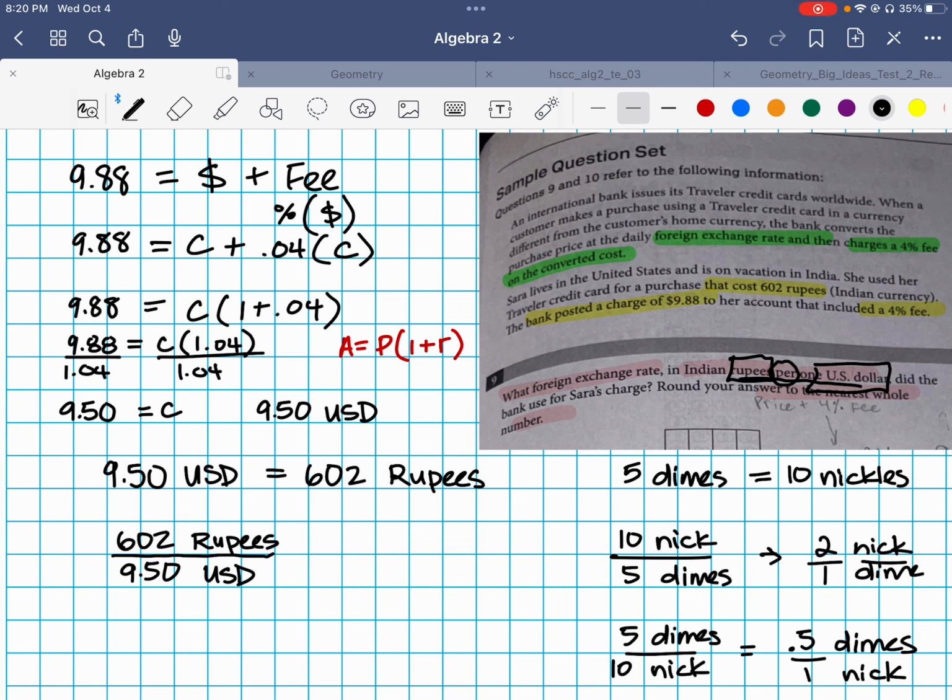Now, after I plug this in my calculator, I get something like, oh, I forget what the actual number was, but it's something like 63.3 and so on, and that would be my answer, but we need to round it. So we're going to round this to 63 rupees for every US dollar. And that's how I would do this problem.